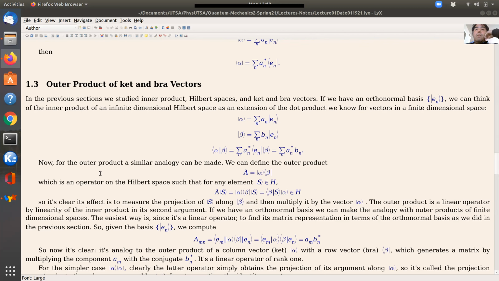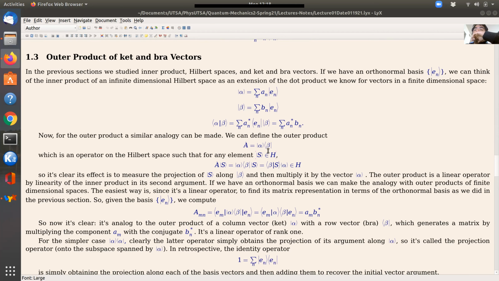So we can make an analogy in the same way we did for inner products between finite and infinite dimensional spaces. We can do it for the outer product. So let's define the outer product, let's say, of alpha and beta. So alpha with a ket, beta with a bra. And so this will be an operator that we will call A, capital A. So it's an operator in the Hilbert space such that if you take any element S in the Hilbert space, let's say that you apply this operator, what's it going to do?